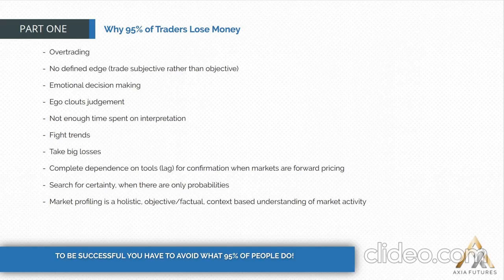Then, market profiling is a holistic, objective, factual, context-based understanding of market activity. What does that mean? It means the market doesn't care what you think. The market doesn't care whether you're right or wrong. The market doesn't care how much money you got. It doesn't matter how intelligent you are or how smart or tall or wonderful you are. The market is just purely price going up and down.